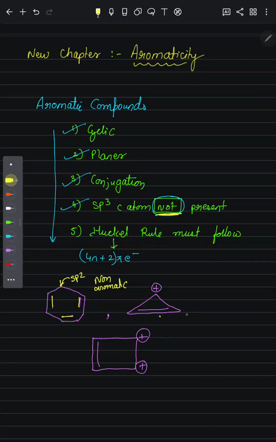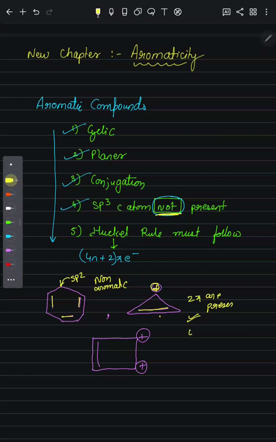And in this molecule, 2 pi electrons are present, and due to this positive charge it can form conjugation, so it is aromatic in nature. How can we decide this is aromatic? It is cyclic, it is planar, conjugation is present due to its positive charge, an sp3 carbon is not present, and it is also following Huckel rule.